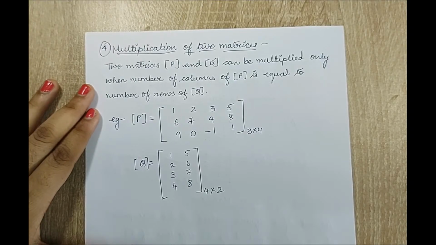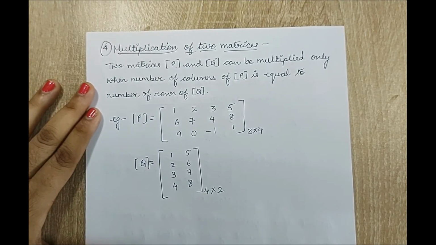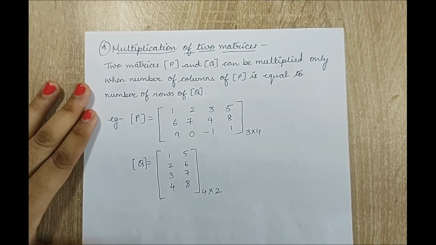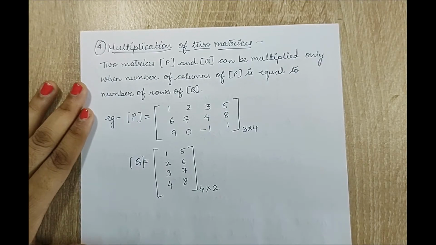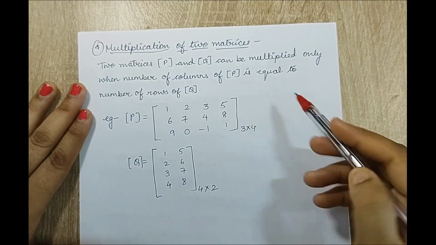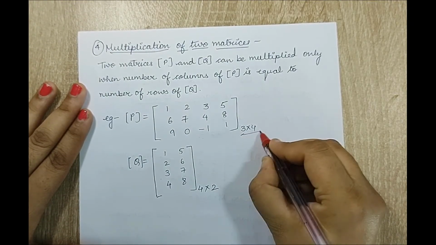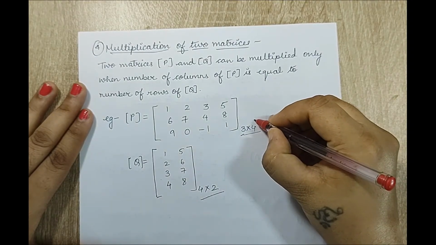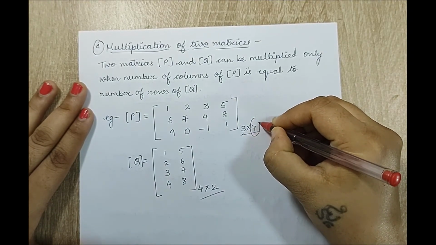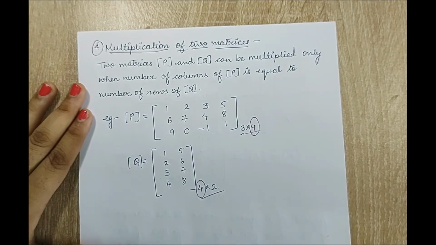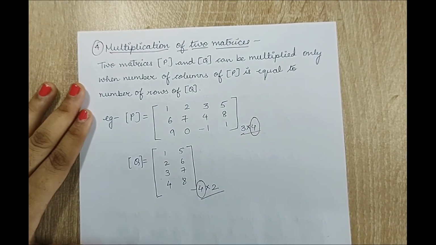Next, we will definitely talk about multiplication of two matrices. Two matrices P and Q can be multiplied only when the number of columns of P is equal to the number of rows of Q. Now observe here, P and Q are the two matrices that I have written. This is the order of the first matrix and this is the order of the second matrix. If you observe, the number of columns of P should be equal to the number of rows of Q. Only then can you multiply these two matrices.